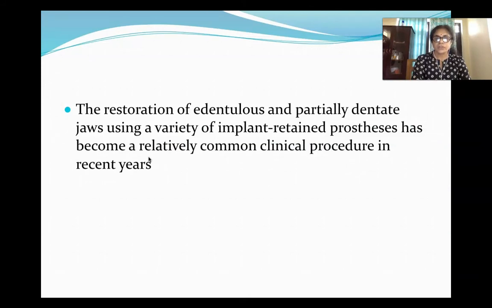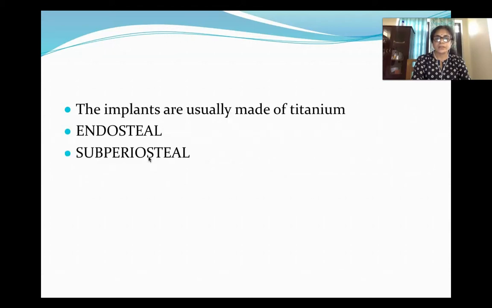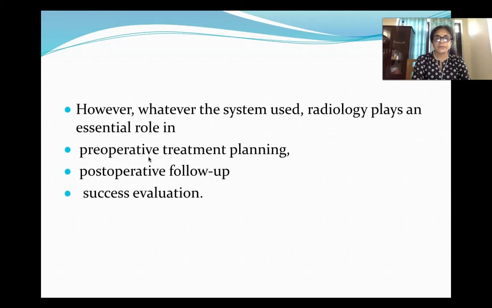The restoration of edentulous and partially dentate jaws using a variety of implant-retained prostheses has become a relatively common clinical procedure in recent years. The implants are usually made of titanium and are of two types: endosteal and subperiosteal. However, whatever the system used, radiology plays an essential role in preoperative treatment planning, post-operative follow-up and success evaluation of the implant which we have placed. So for that reason, implant radiology is important for us to read.